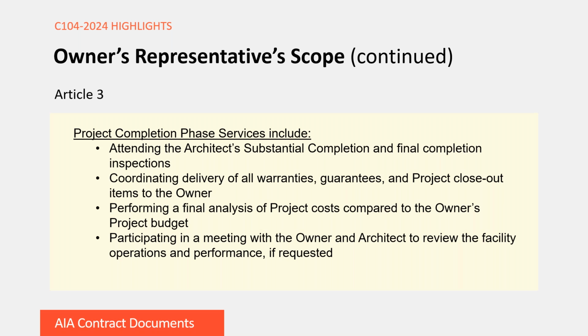The fourth project phase that you're going to see is the project completion phase services, and that includes attending the architect's substantial completion and final completion inspections, coordinating delivery of all warranties, guarantees, and project closeout items to the owner, performing final analysis of project costs compared to the owner's project budget, and then to the extent that it's requested, the owner's representative would meet with the owner and architect to review facility operations and performance.